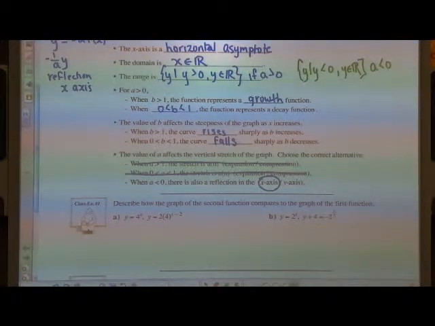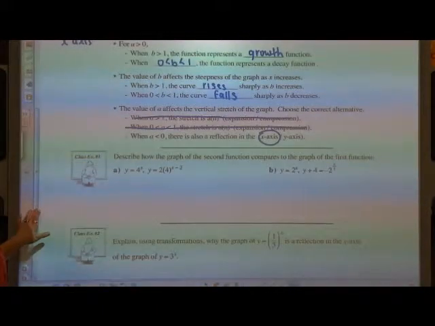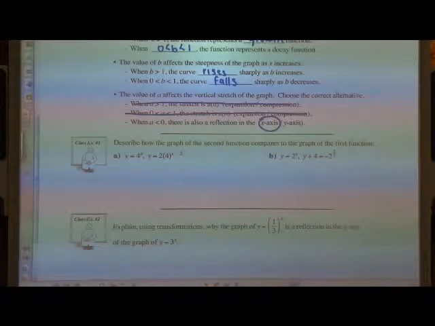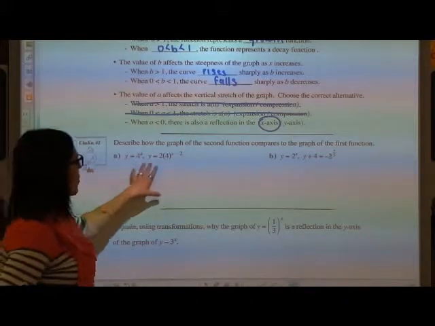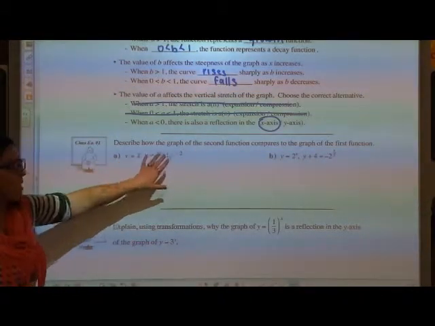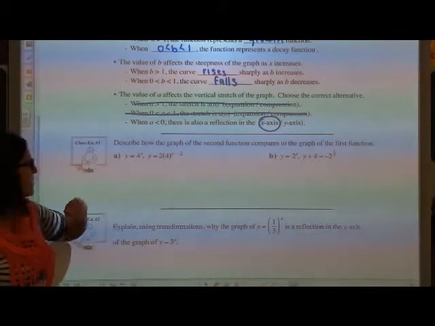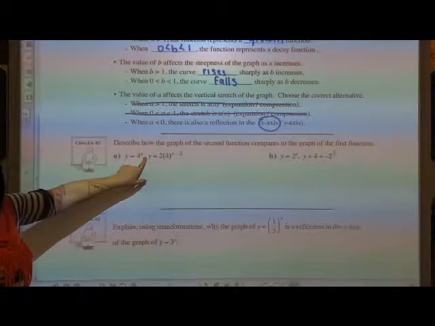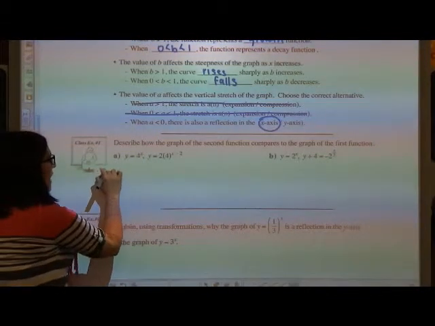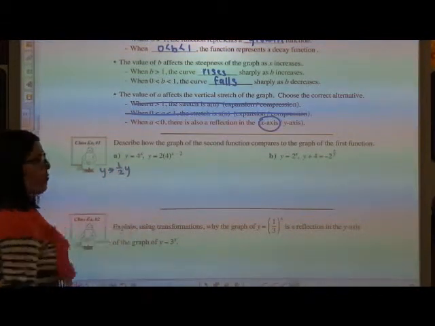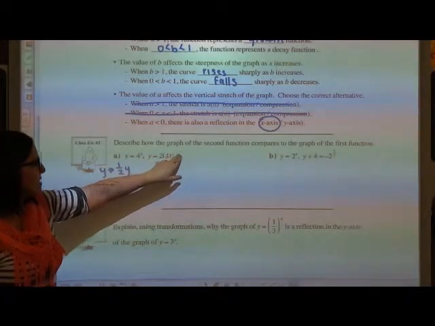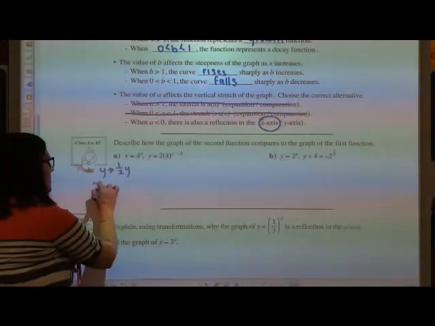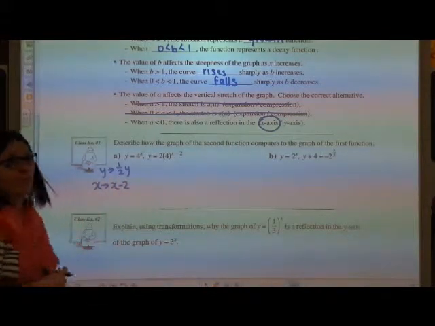So we have some examples to go through where we describe the changes in the function. It says, describe how the graph of the second function compares to the graph of the first function. So what I want to do is identify replacements. What did I replace from this graph to this graph? Well, in the second graph, I have this 2. This 2 was actually with the y. So I replaced y with 1/2 y. And then I have this x minus 2. So that's a replacement of x with x minus 2.